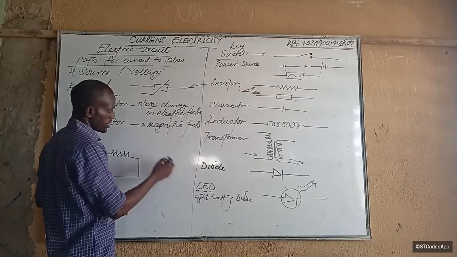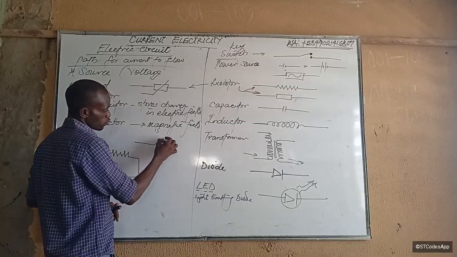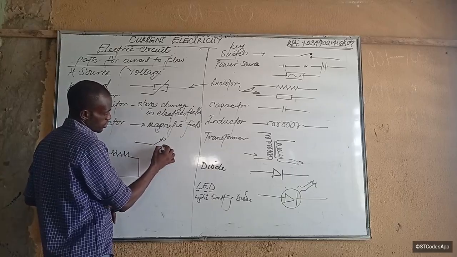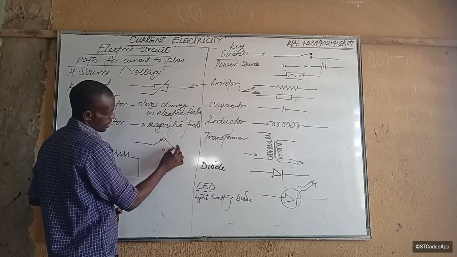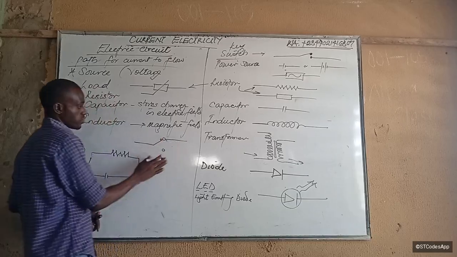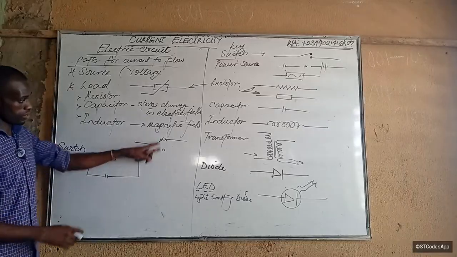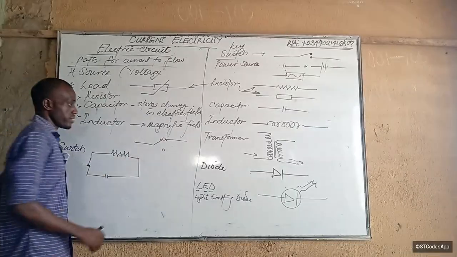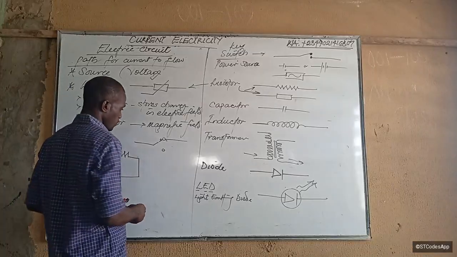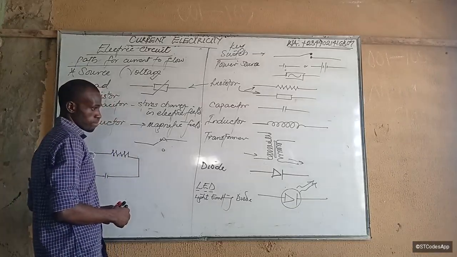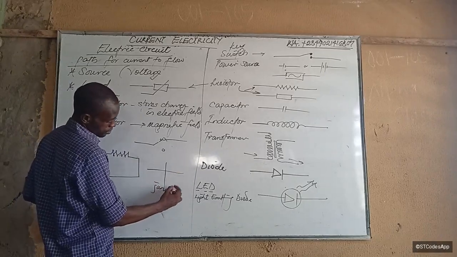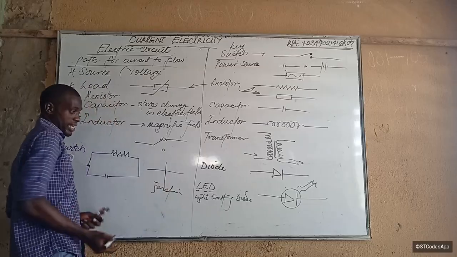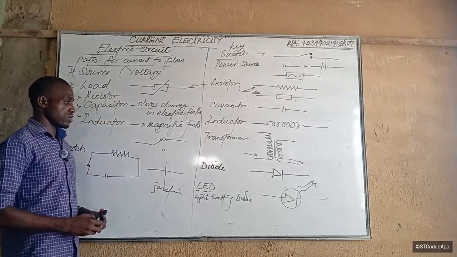Let's deal with the other components. There's also something called a two-way switch, okay? You could have what looks like this. This one is a two-way switch, because you can see already two ways. Then when you see this, it means it's a junction where wires are joined. That's just what it means, it's a junction.